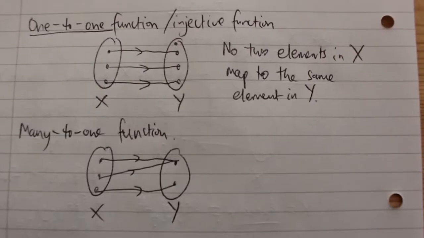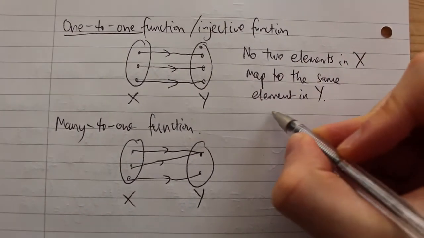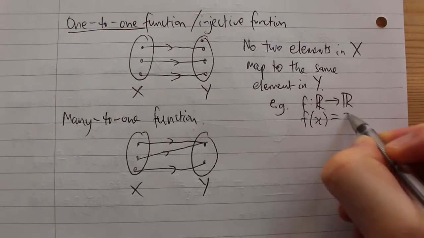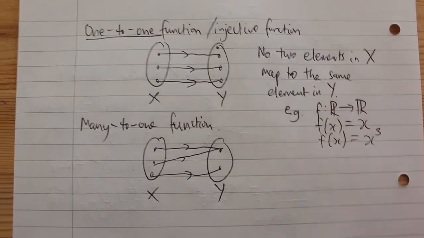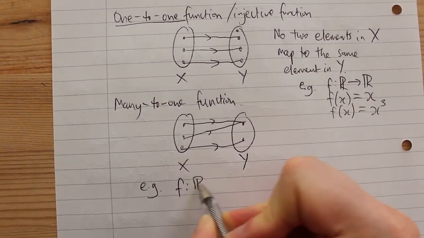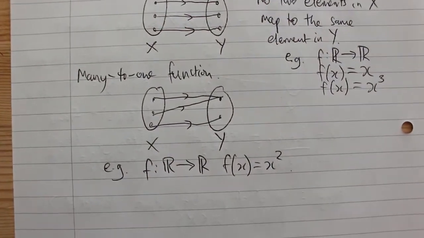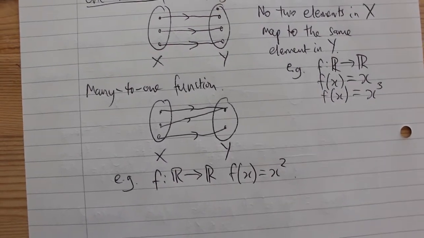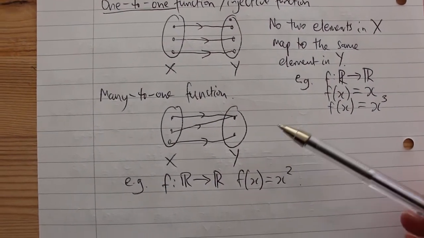To give some examples of one-to-one and many-to-one functions, a simple example of a one-to-one function would be the function from R to R, the real numbers to the real numbers, given by f of x equals x. Or f of x equals x cubed also works. An example of a many-to-one function would be f from the real numbers to the real numbers, given by f of x equals x squared. Because now minus 5 and 5 have the same image under this function f. So there are two things that map to each element in the range apart from 0.